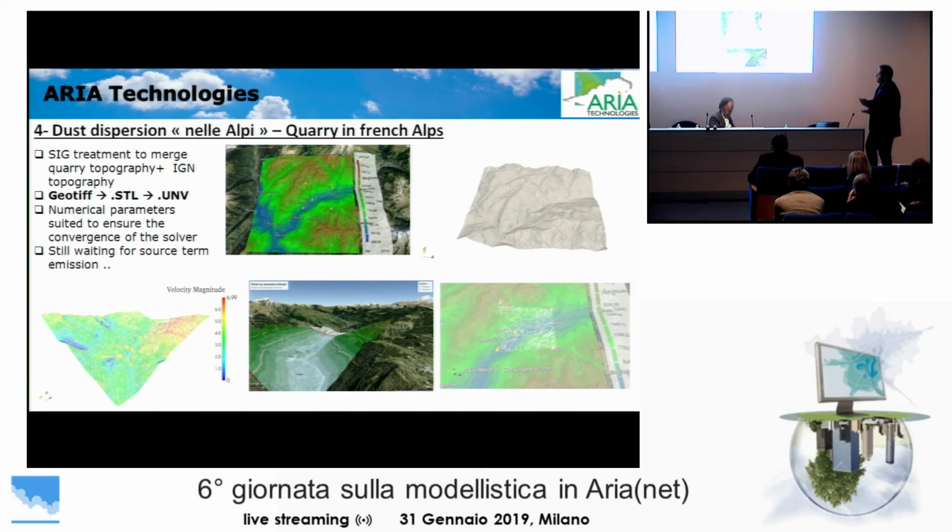Another thing which was very interesting in this study is we got a GeoTIFF for the topography, and we got a free tool which converts it into STL format, which is suited to the mesher, and computes a mesh for Code Saturn. And this is the wind field, and we are still waiting for the source term emission for 8 months. And this is the wind field obtained. This is a terrain following slice at 10 meters.